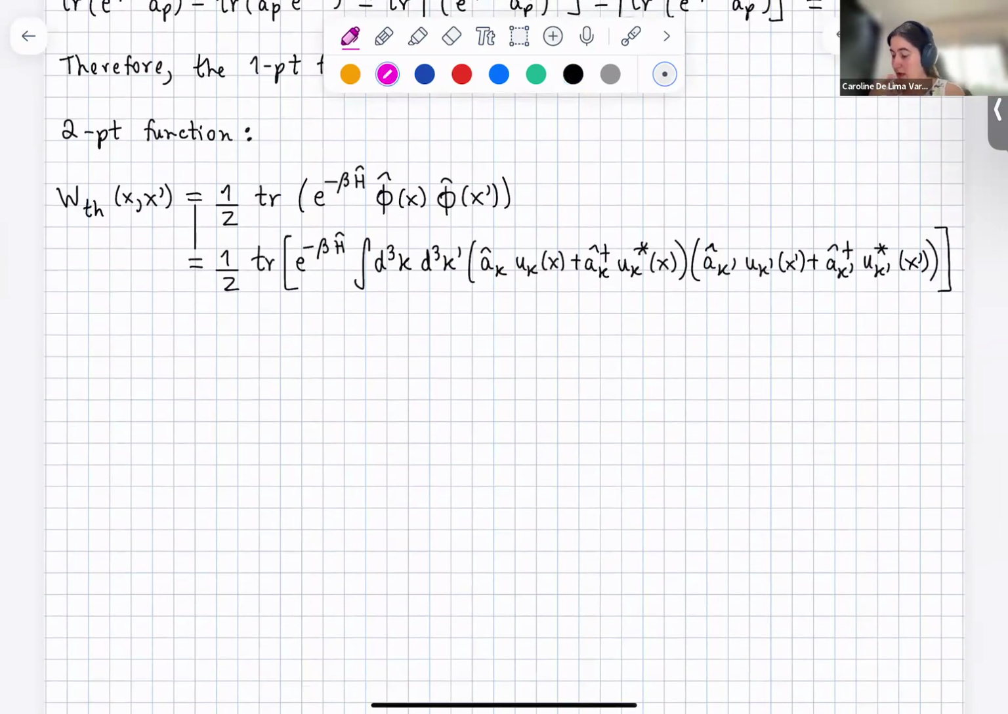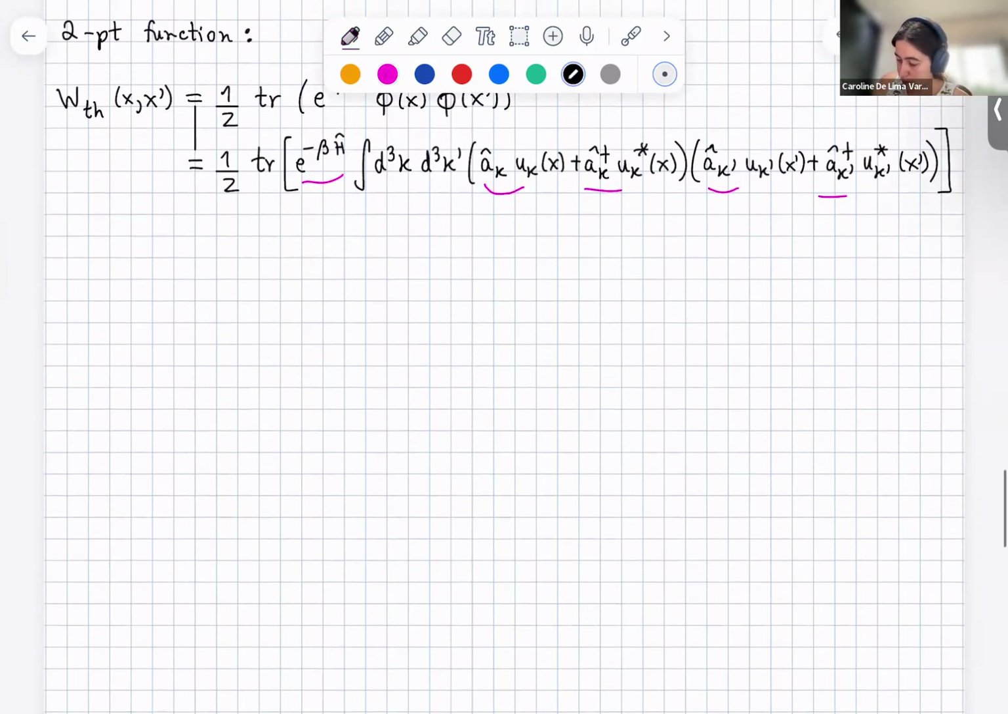So now what kind of terms do we have to look at? Terms that depend on the trace of e to the minus beta h. And this time we're going to have either two annihilation operators, two creation operators, or a creation times annihilation and annihilation times creation, right? So these are the terms that we have to look at. Let's start with one of them. Let's look into the trace of e to the minus beta h times, let's start with creation, a_p dagger, a_p prime dagger.